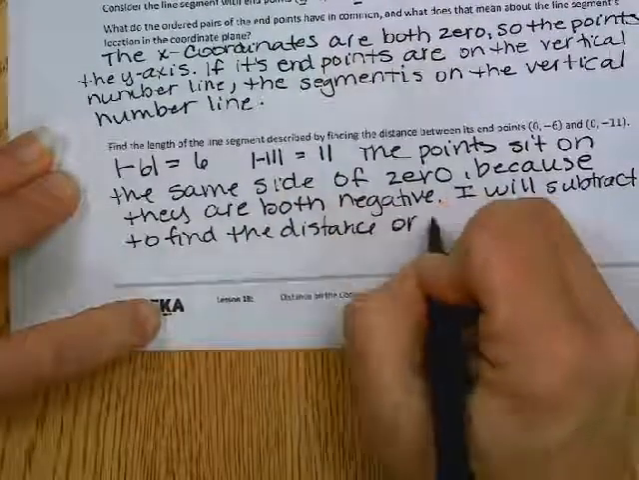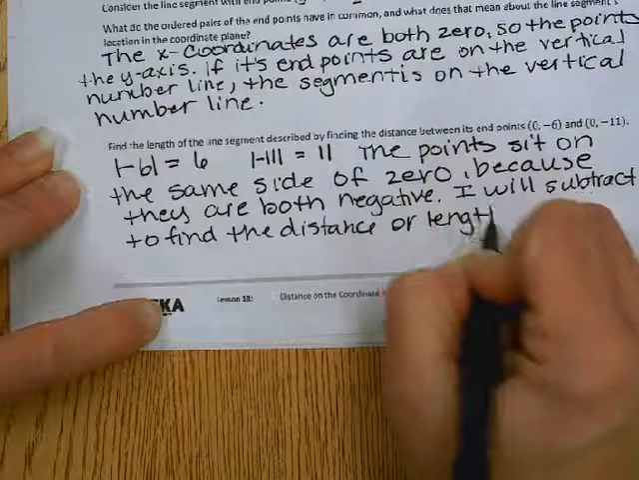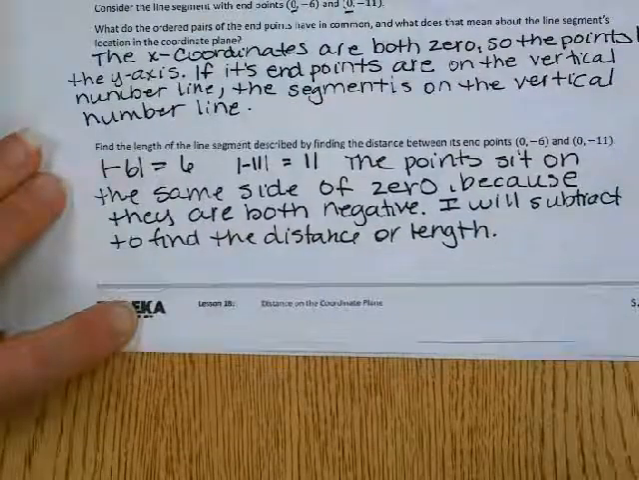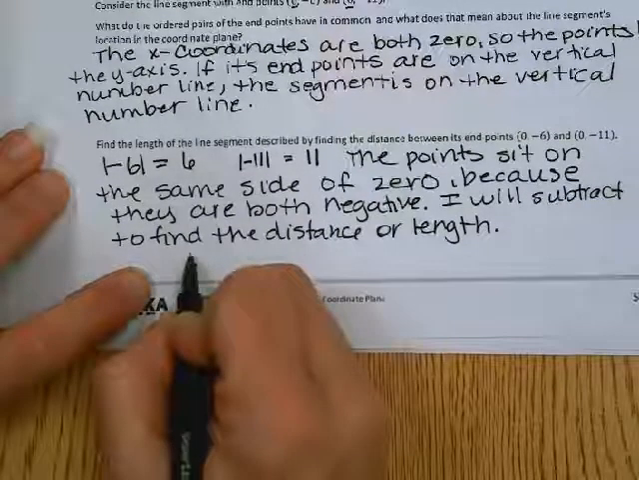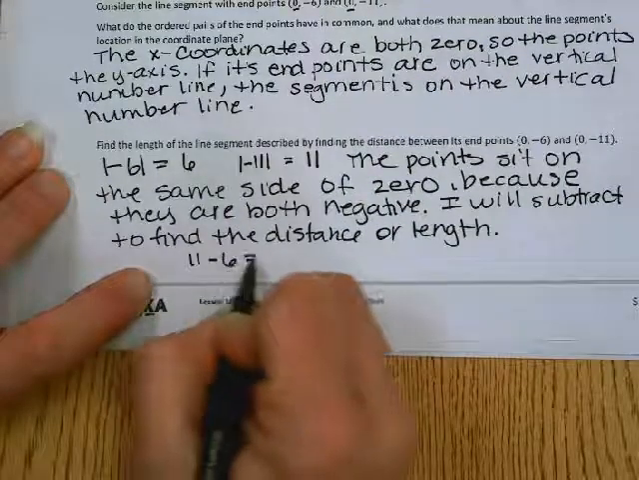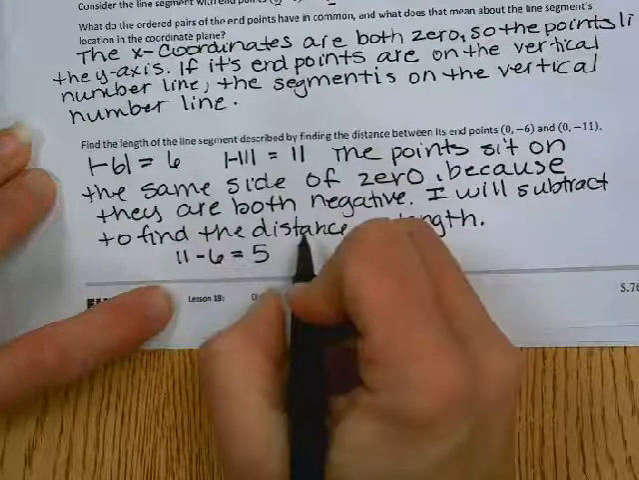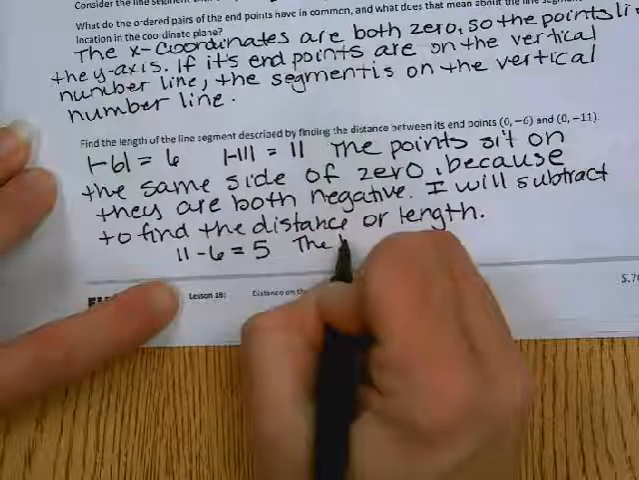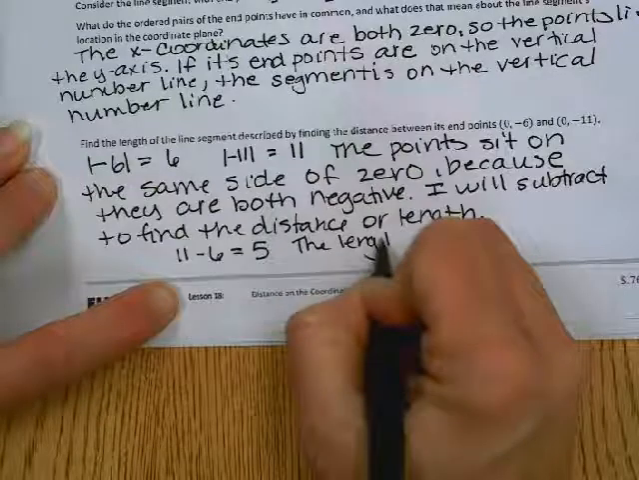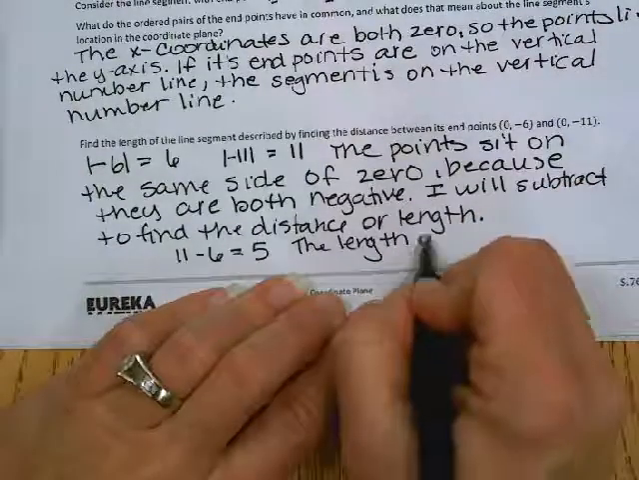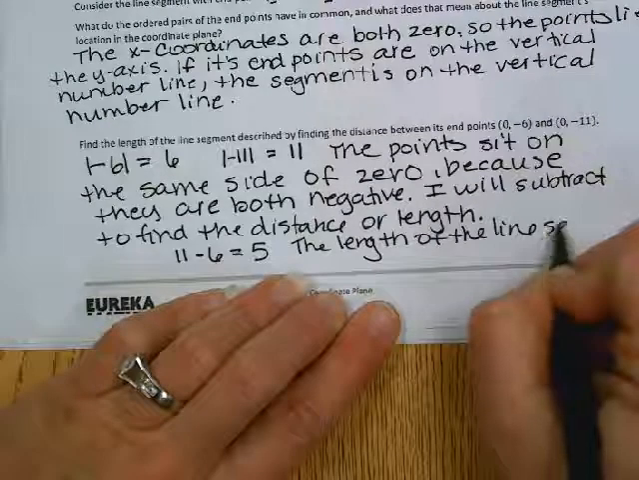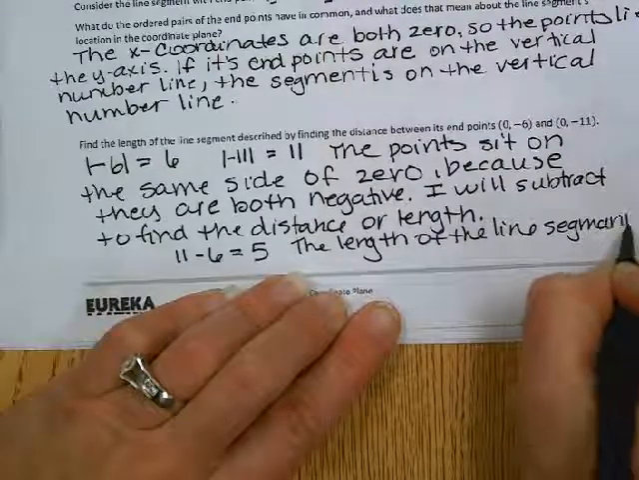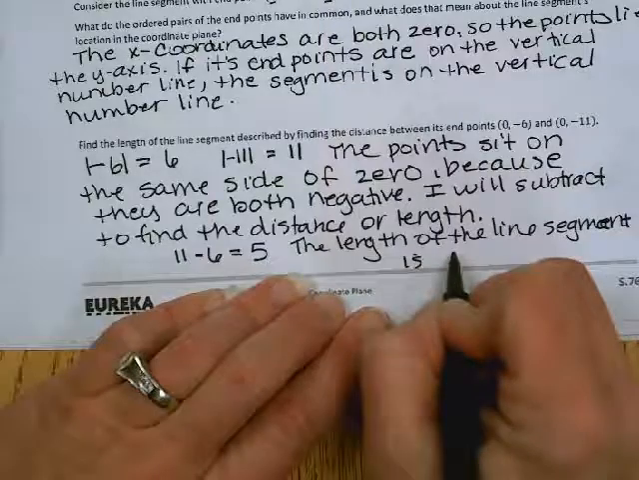So on the first one, we were finding the distance between 2 points. This is the length of the line segment. It's the same strategy. So I'm going to take 11 minus 6 equals 5. So that tells me that the length of the line segment is 5 units.